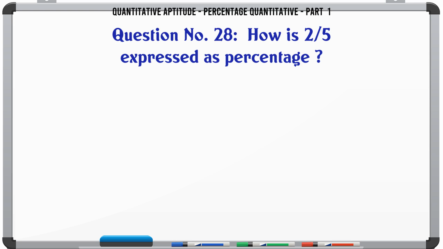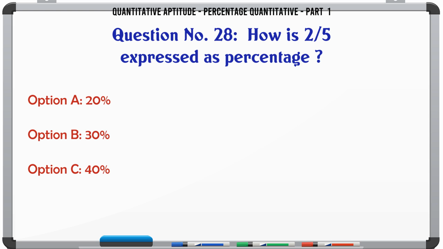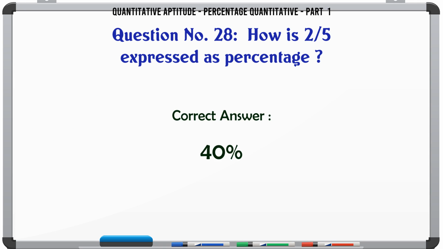How is 2/5 expressed as percentage? A. 20%, B. 30%, C. 40%, D. 50%. The correct answer is 40%.